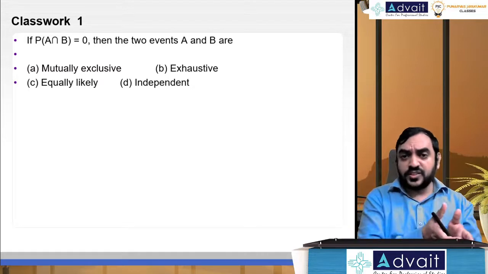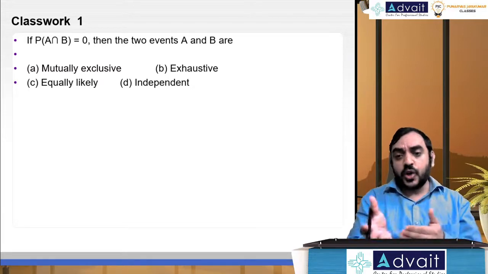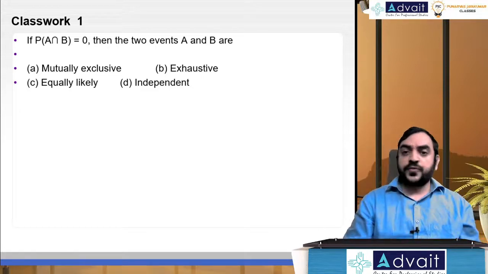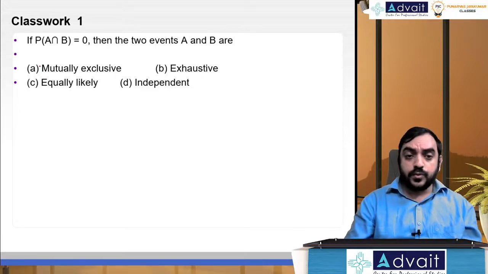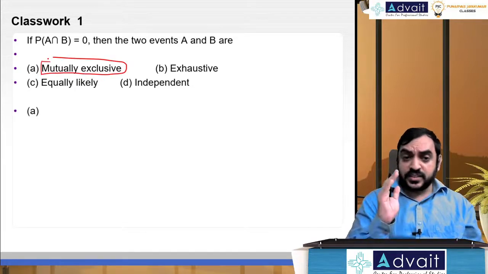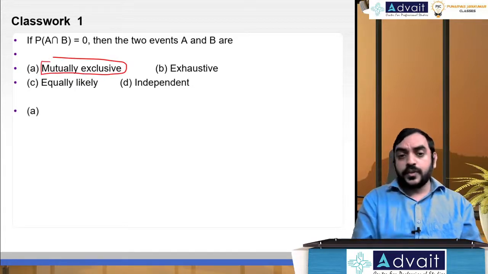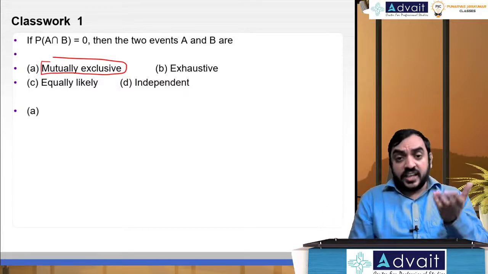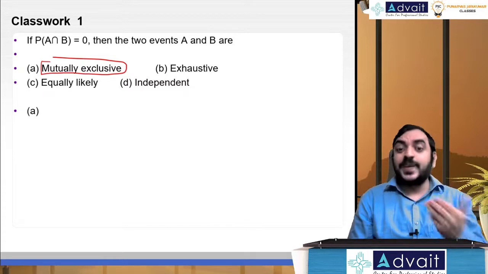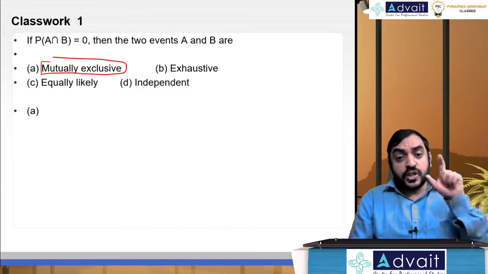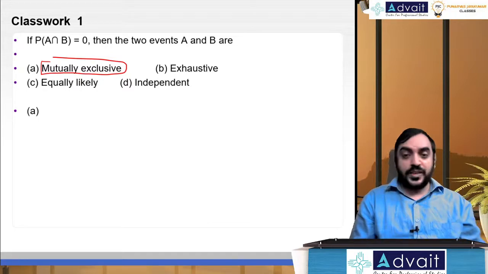Independent means the chance of occurrence of one event has no impact or influence on the chance of occurrence of another event. The answer is mutually exclusive. Many people think it is independent. That is not true. Independent means they may happen together, they may not happen together. In fact, for independent events, we calculate the intersection. Probability of A intersection B for independent events is probability of A into probability of B.